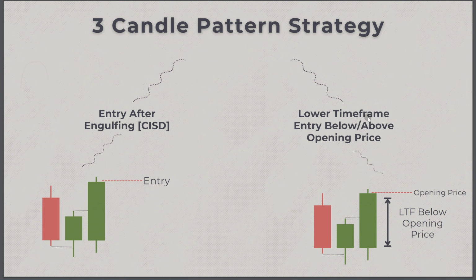Now the other one is a lower time frame entry below or above the opening price. We've got to understand the opening price. So we have again accumulation, manipulation, engulfing. At this engulfing, because this candle is very strong, there is a big possibility that price is going to retrace a bit, maybe to 50% of it, maybe to a fair value gap inside of it. That's why you need to go to a lower time frame, right? And this is your opening price of the next candle.